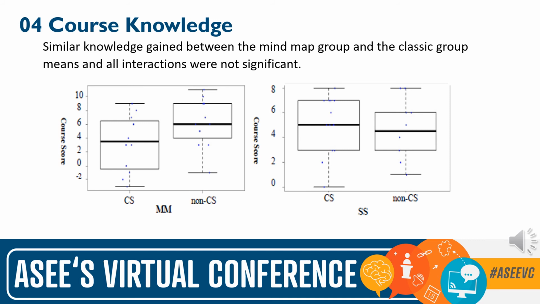Similar knowledge was gained between the mind map group and the classic group, and all interactions were not significant. Distribution and scatter plots for course knowledge show unequal whisker length for computer science and non-computer science. In the classic group, the first quartile scores indicate significant distribution, and the third quartile scores show a high level of agreement. In the mind map section, the non-computer science is different, potentially indicating that non-computer science students interact positively with this method with a high level of agreement between scores.